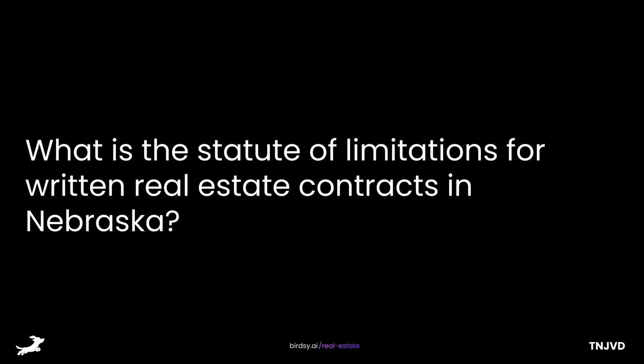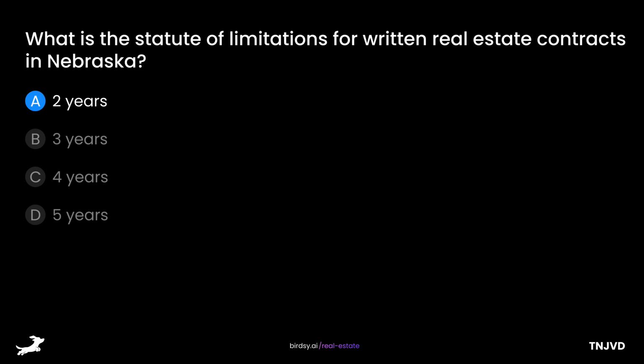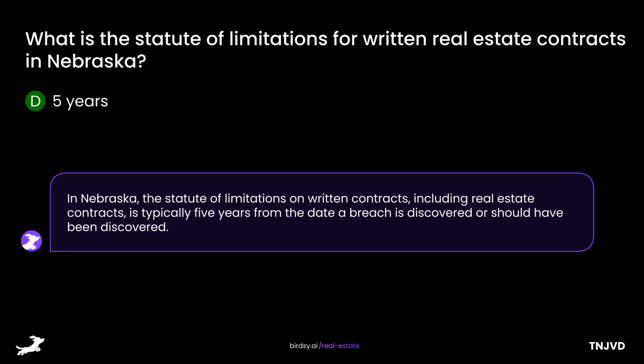What is the statute of limitations for written real estate contracts in Nebraska? Is it A, 2 years, B, 3 years, C, 4 years, or D, 5 years? The answer is D, 5 years. In Nebraska, the statute of limitations on written contracts, including real estate contracts, is typically 5 years from the date a breach is discovered or should have been discovered.